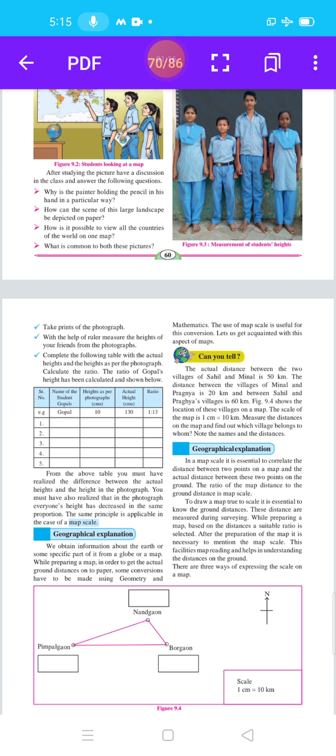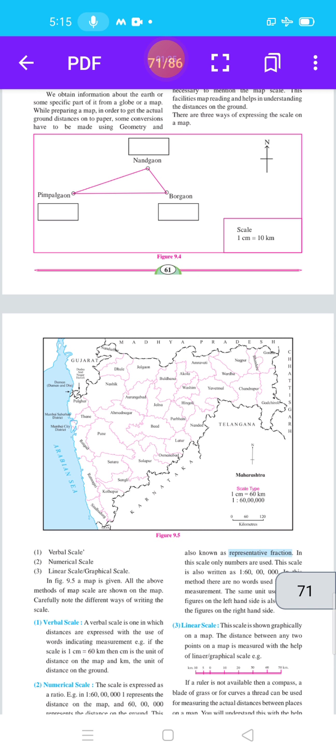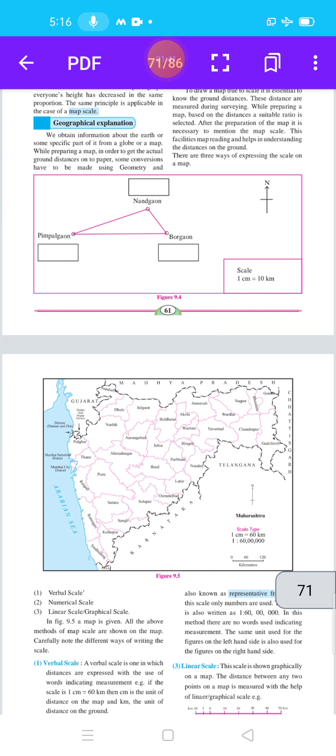Students, there are three ways of expressing the scale on a map: verbal scale, numerical scale, and linear scale. Linear means graphical scale also. In figure 9.5, a map is given. All the above methods of map scale are shown on the map. Carefully note the different ways of writing the scale. Here, figure 9.5, the map of Maharashtra. Scale type: 1 centimeter is equal to 60 kilometers.